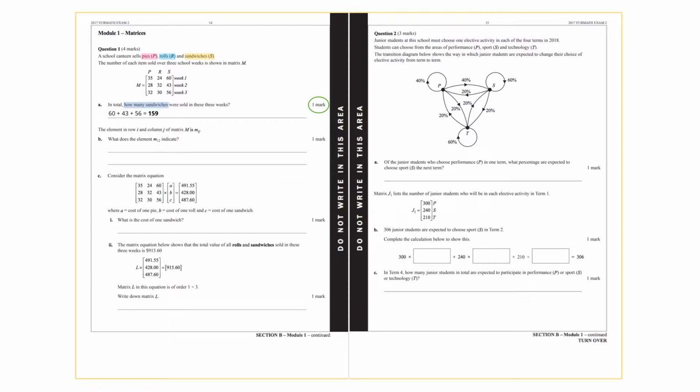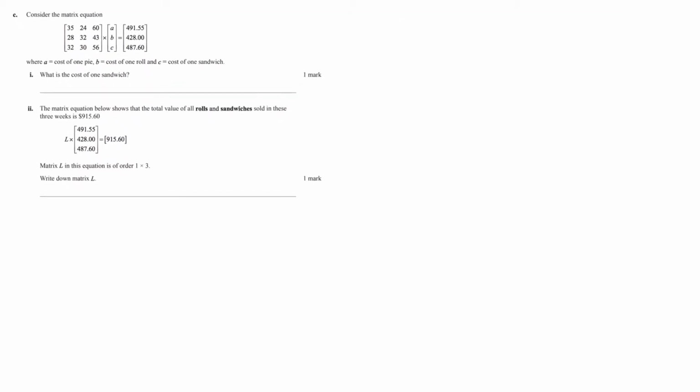The element in row i and column j of matrix M is Mij. Part B. What does the element M12 indicate? Element M12 is in row 1 and column 2. This element is 24. So M12 indicates that 24 rolls were sold in week 1. This question is worth 1 mark for the correct answer.